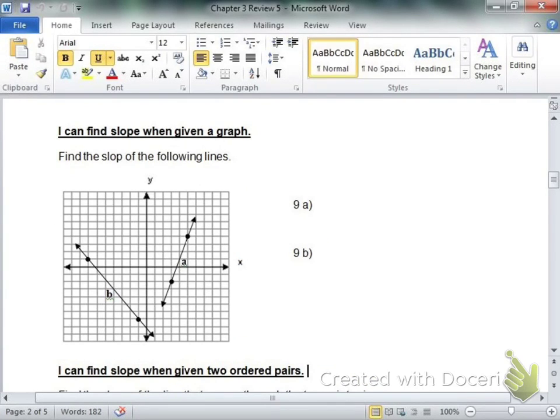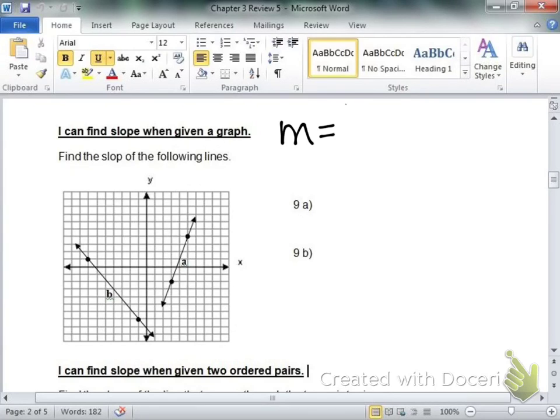I can find slope when given a graph. So how do I find slope when I'm given a graph? What do I do? I use the M and B thingy. Yeah. We'll get to that.